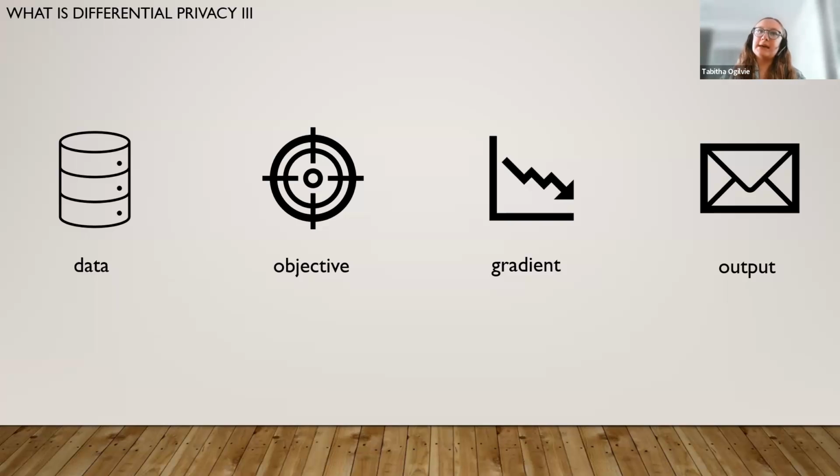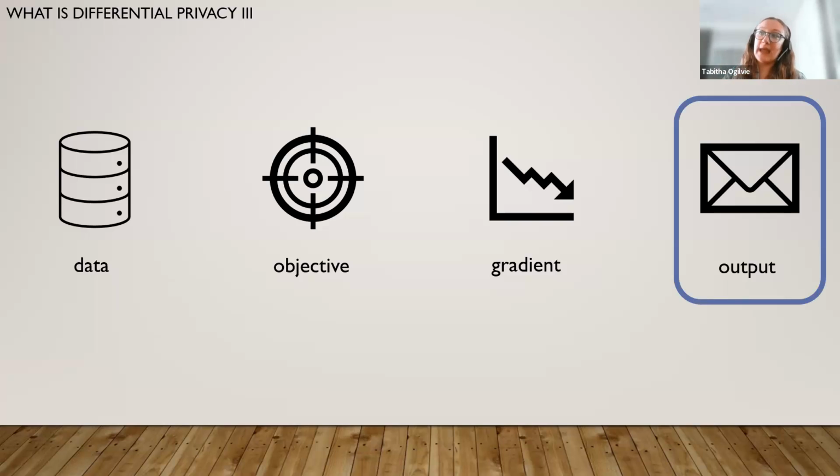Adding it to the data is probably the least explored in the literature. The objective function, so you perturb the loss function, is pretty well understood, but quite restrictive in the use cases. Gradient updates is very, very popular. This is quite high utility in the deep neural net setting. But we're going to focus on the output. And the rationale is this. I'll possibly explain when we get to the homomorphic encryption.